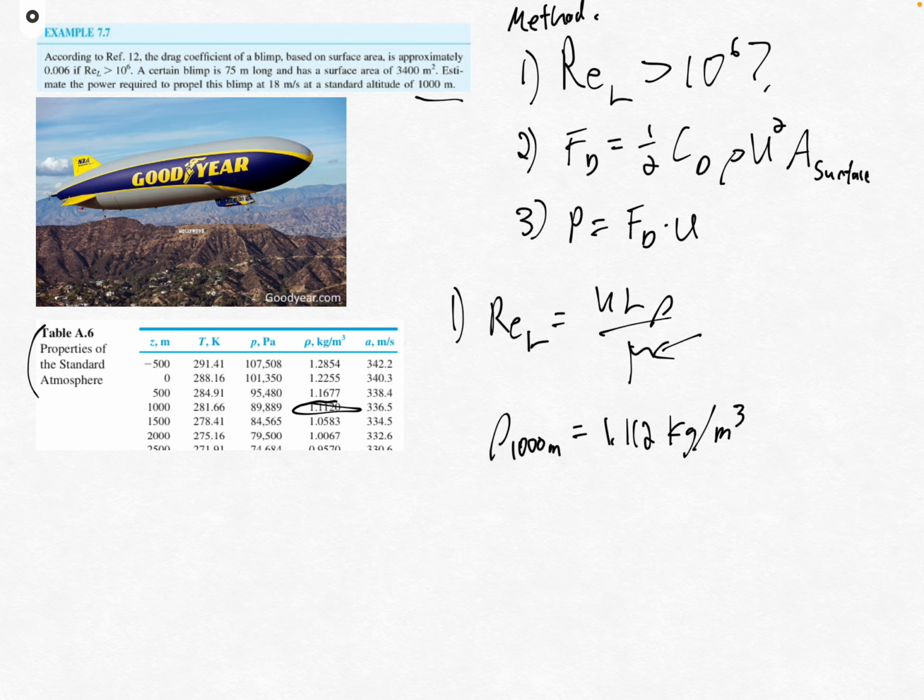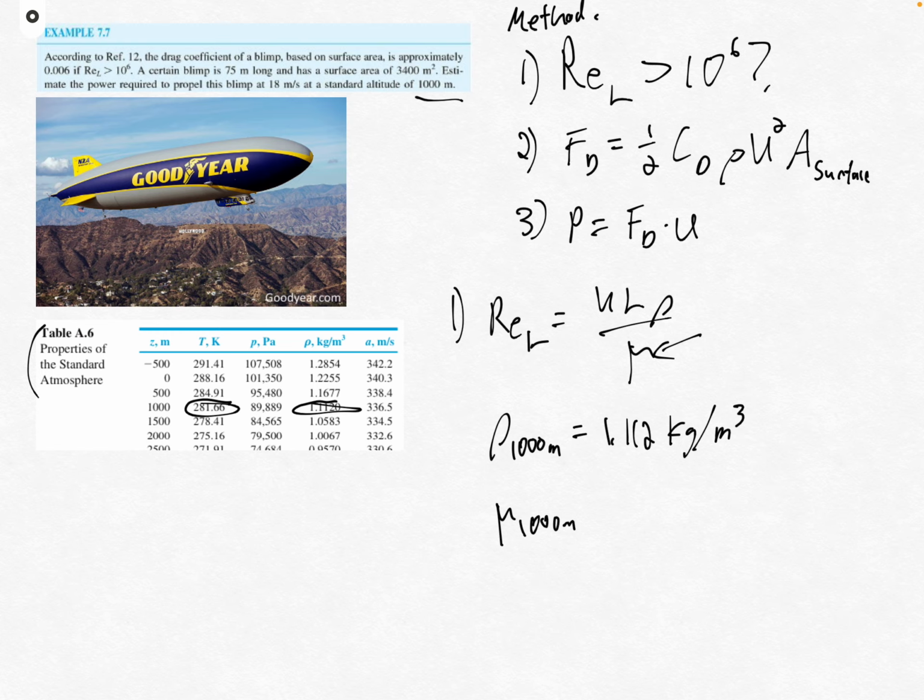If you remember way back to chapter 1, this almost calls us back to chapter 1 here. In chapter 1, we talked about how the atmospheric properties change with elevation. We also talked about how viscosity is a strong function of temperature. And we can see here the temperature is different at 1,000 meters high than it is at sea level. And so now we have to find mu at 1,000 meters.